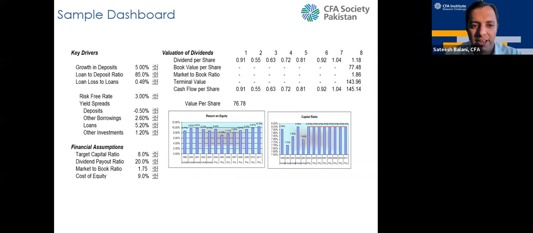This is just a sample dashboard. This is a bank's model, a dividend discount model, and we've captured that. The company will give out dividends over the next 7 years. Then you have a book value, and based on that book value, you calculate terminal value, and at that price, this is the valuation that you get. On the left, you have how much growth in deposits, what ADR you were taking, what risk-free rate you were taking. These are the basic assumptions that one can have, and by playing through these key drivers, the valuations change, your capital ratio changes, and the value that you arrive at for the company changes as well.